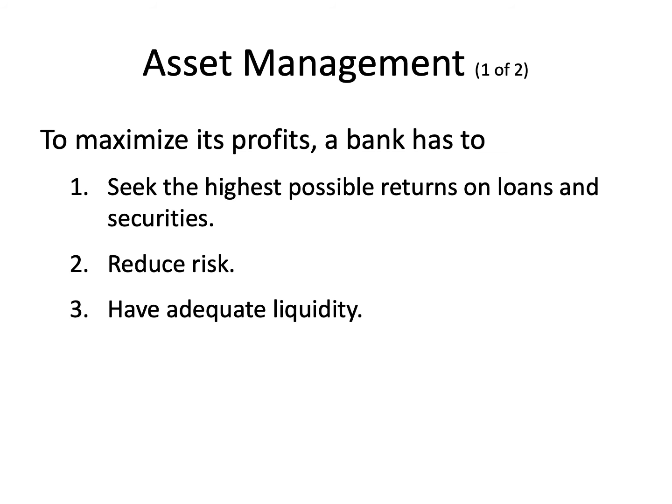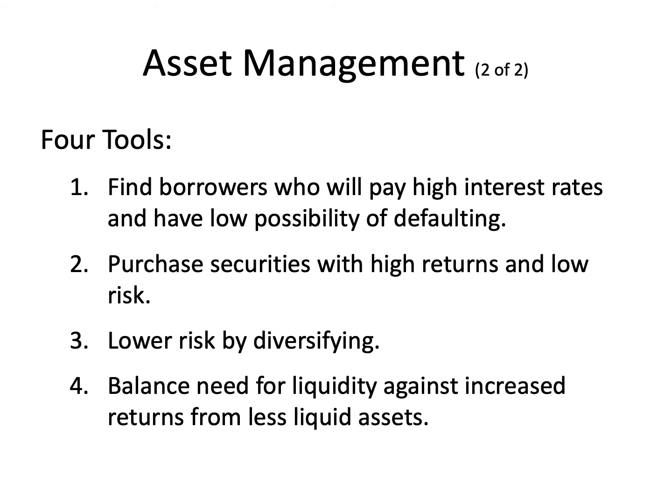Banks also get involved in asset management. To maximize its profits, a bank has to seek the highest possible returns on loans and securities, whilst reducing risk and ensuring that it has adequate liquidity. Four tools in asset management: find borrowers who will pay high interest rates and have a lower possibility of defaulting; purchase securities with high returns and low risk; lower risk as far as possible by diversifying; and balance the need for liquidity against the increased returns from less liquid assets.